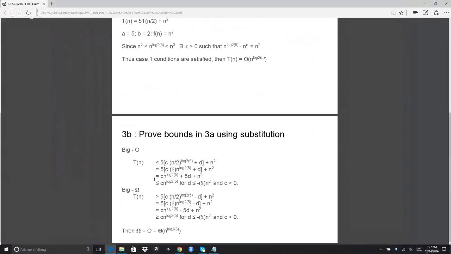c n^(log 2 5) big omega. So now we've proved that T(n) is less than or equal to c n^(log 2 5), and T(n) is greater than or equal to c n^(log 2 5). And because you've proved it's bounded on both sides, omega is equal to big O, which is equal to theta of n^(log 2 5). So you've proved the master theorem result by substitution.